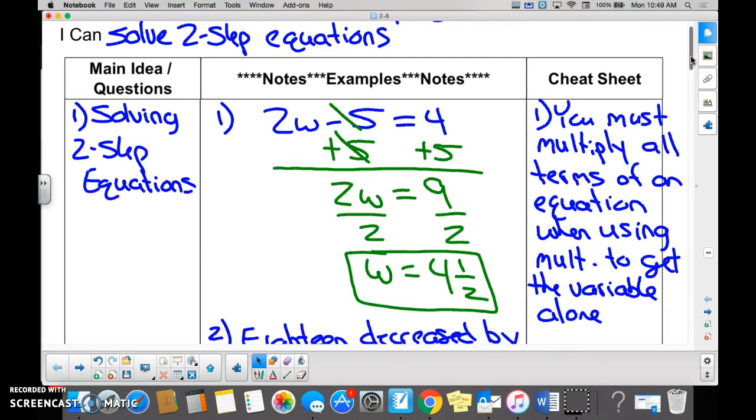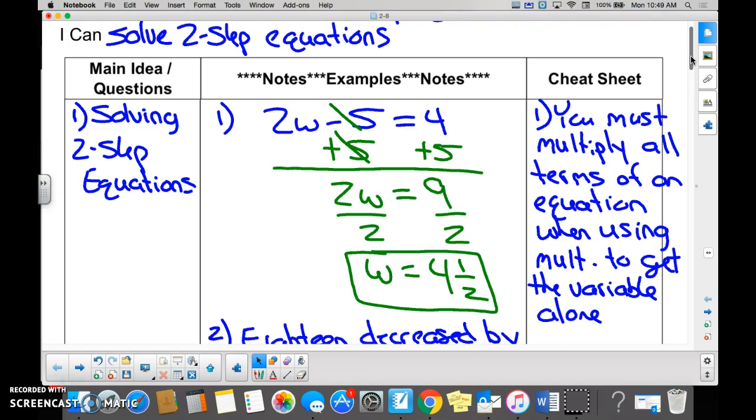On number 1, why did we add 5 first? Obviously, we have to get the variable by itself. That's our number 1 goal. We've been doing that since day 1. Campbell, why did we add 5 first? Because it's the easier operation. It's much easier than dividing everything by 2, right?